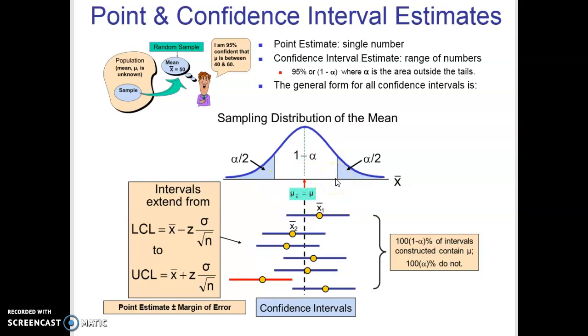And then on occasion, 5% of the time, you would get a sample mean that's over here, or you would get a sample mean that's over here. In effect, 2.5% of the time, you would get a sample mean that would be up here, and 2.5% of the time, you get a sample mean that's down here.